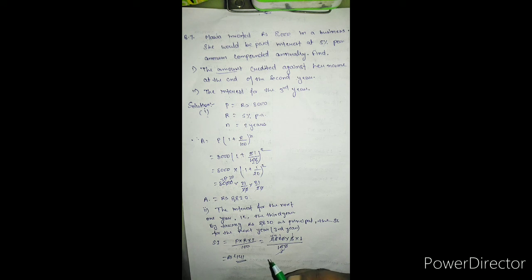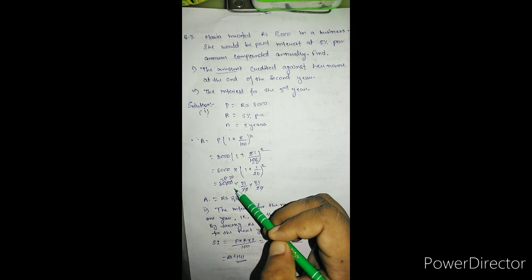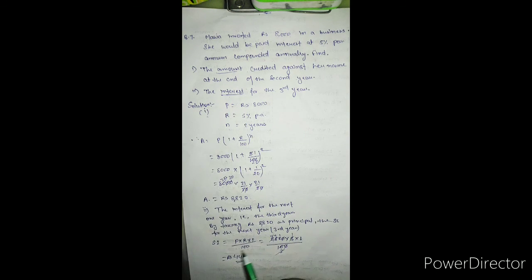So in this question, for the amount we will apply the formula of amount, that is P into (1 plus R by 100) to the power n, and for the interest we will calculate the simple interest for 1 year. Okay, thank you.